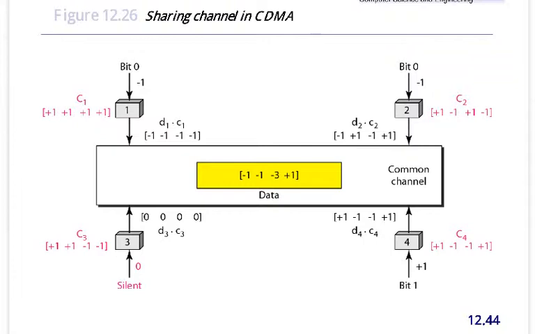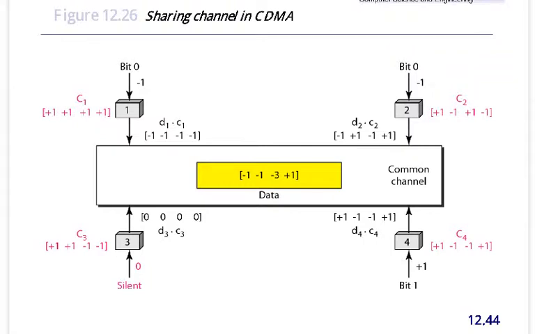So simply, what we need to do is the 0 we represent using minus 1, and then we multiply this minus 1 by the vector. We multiply minus 1 by all the members in the vector. So the result will be minus 1, minus 1, minus 1, minus 1. So this is D1 times C1. Simple. One member multiplied by a vector. We do the same for all the other nodes.